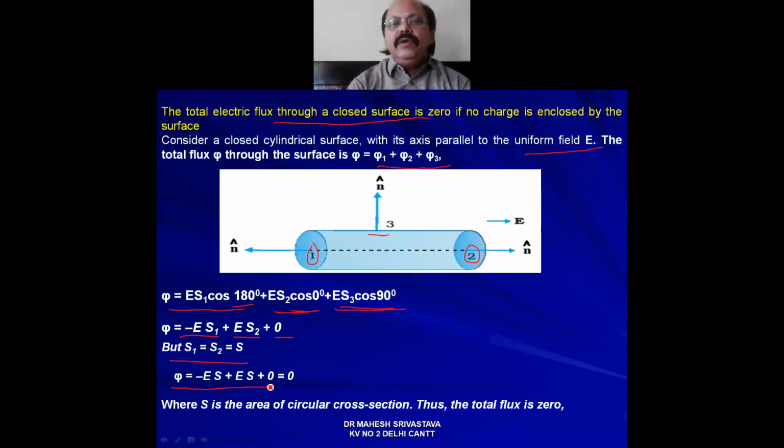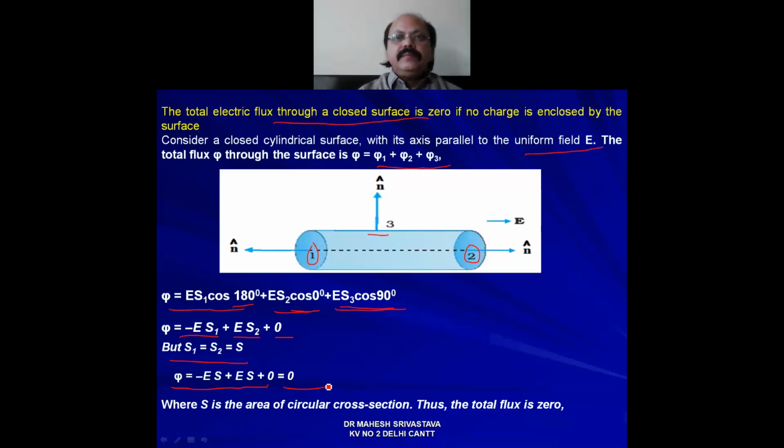Then it becomes 0. So what we say is that if no charge is enclosed by the surface, then the total electric flux through the closed surface is 0. So remember this. The charge must be enclosed by the surface, only then will you get a total electric flux through the closed surface.